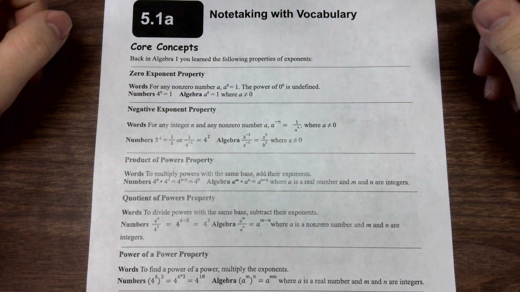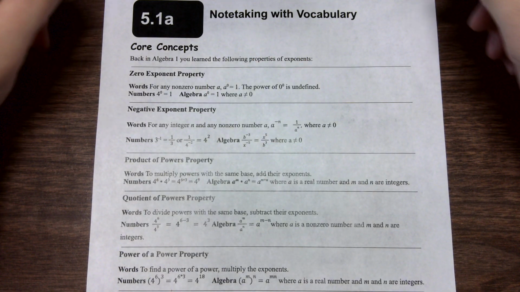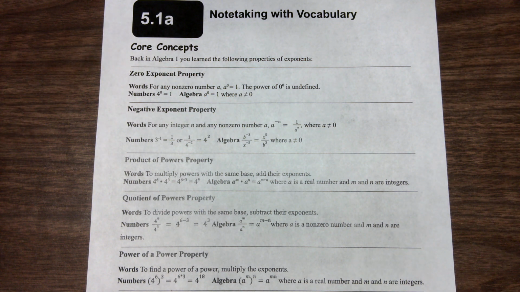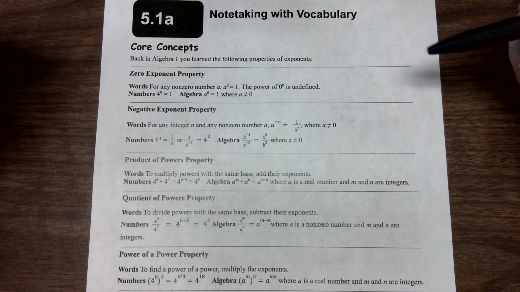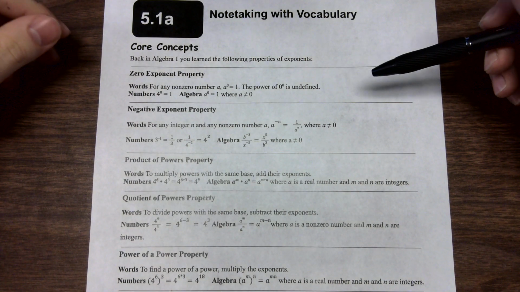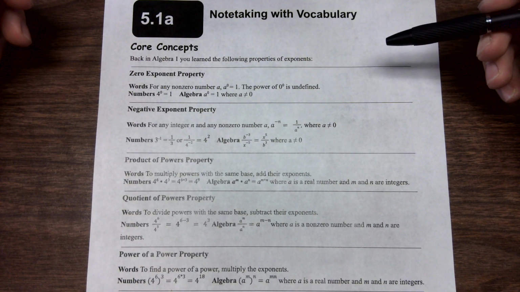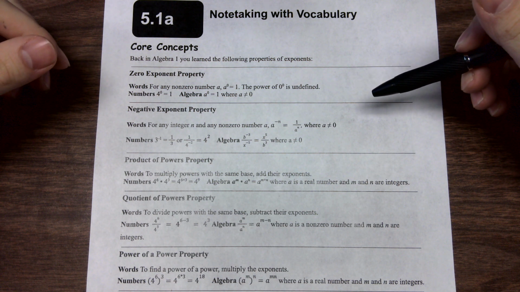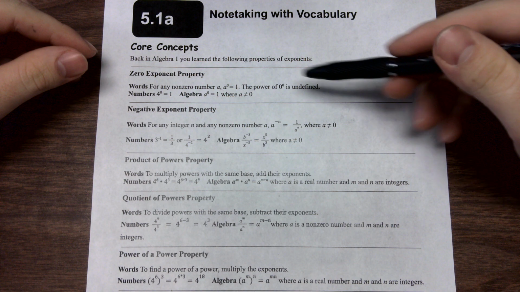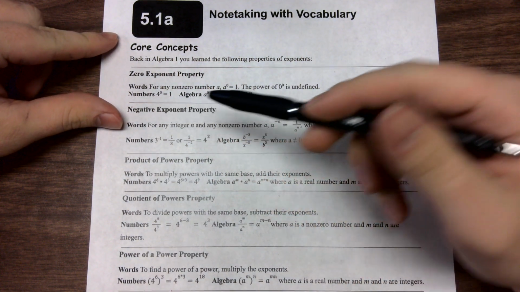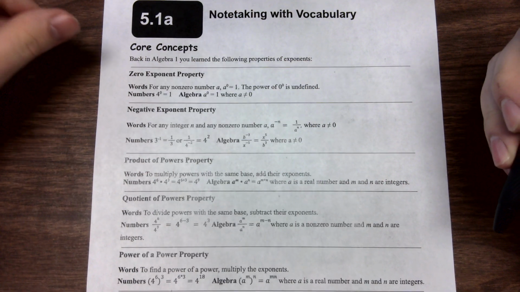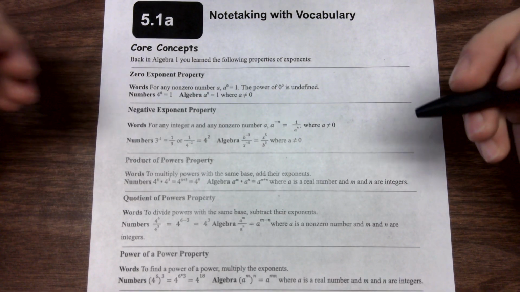For 5.1a, we're going to talk about some of the basic exponent properties and review them to start with here. The first property that we have is the zero exponent property, which says for any non-zero number, we'll just call that a, if we take it to a power that is 0, it's going to be equal to 1. So, for example, 4 to the 0 power is equal to 1.